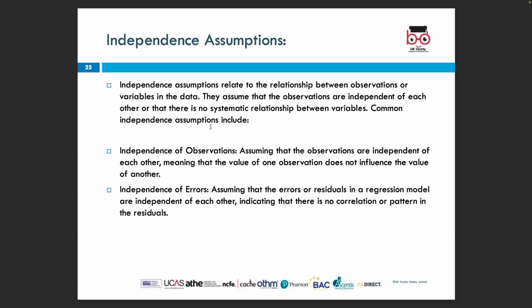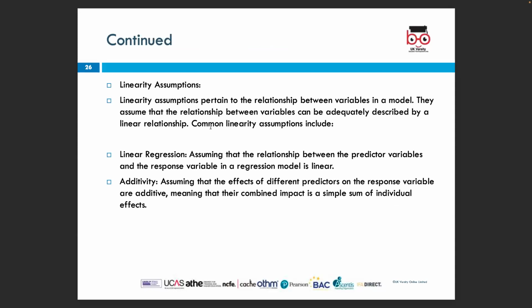What is independence of observation? Assuming that the observations are independent of each other, meaning that the value of one observation does not influence the value of another. That's what independence of observation is. And secondly, independence of errors, assuming that errors or residuals in a regression model are independent of each other, indicating that there's no correlation or pattern in the residuals.